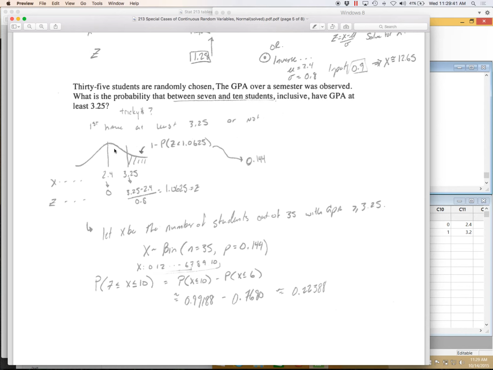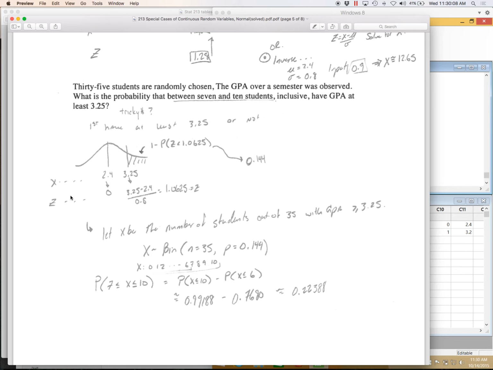Okay, so first of all, instead of thinking about 10 students or 35 students or 7 students, let's just talk about 1 student. What's the probability of having at least a GPA of 3.25? Here in terms of x, I've got 2.4, I've got 3.25. I'm talking about at least, so here at least is the greater than or equal to sign. I want this shaded area.